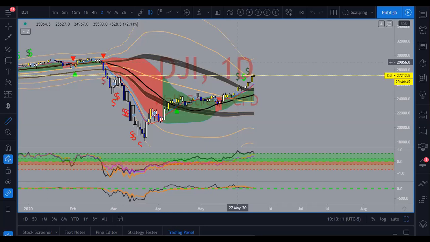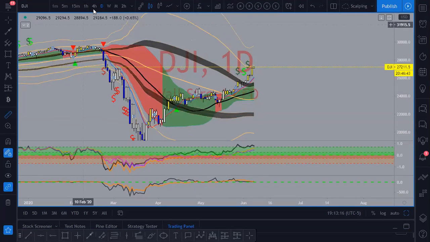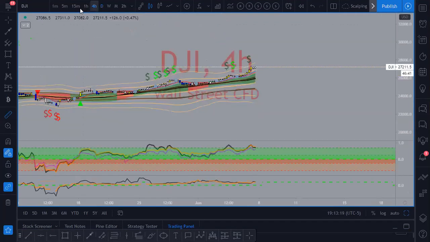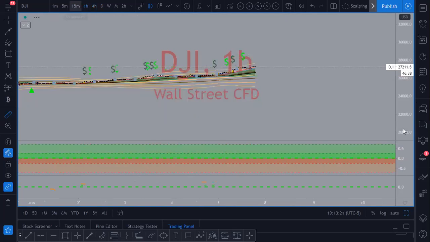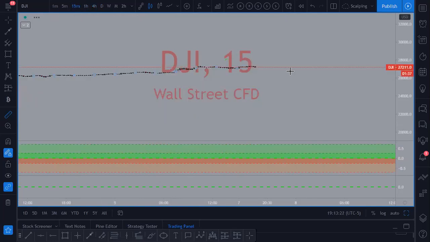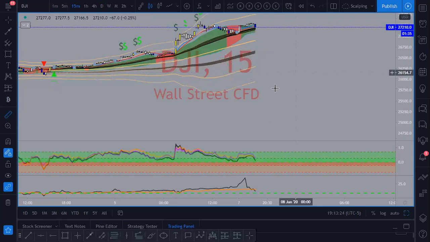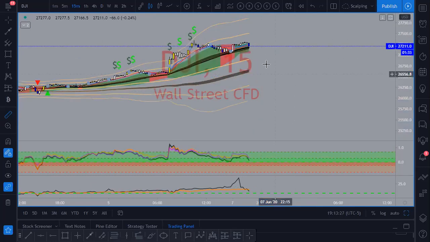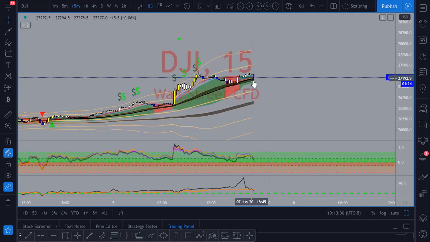But anyways, what I want to see on the Dow Jones, realistically speaking, this is too bullish for me to even call for a sell, except on the 15-minute time frame. It's extremely too bullish on any other time frames for me to call for a sell, except for the 15-minute time frame.